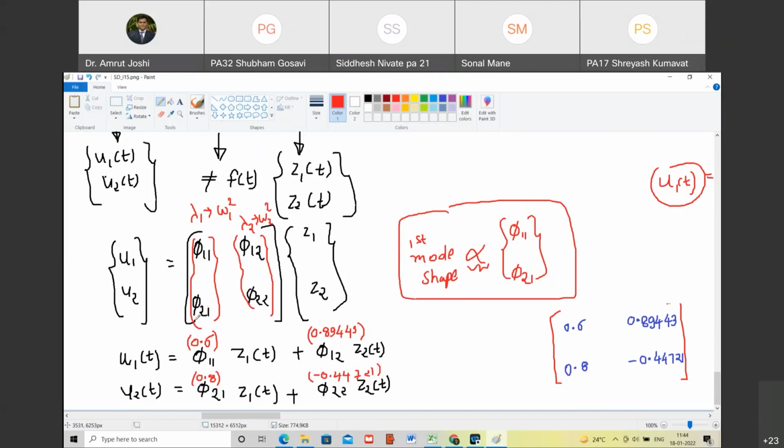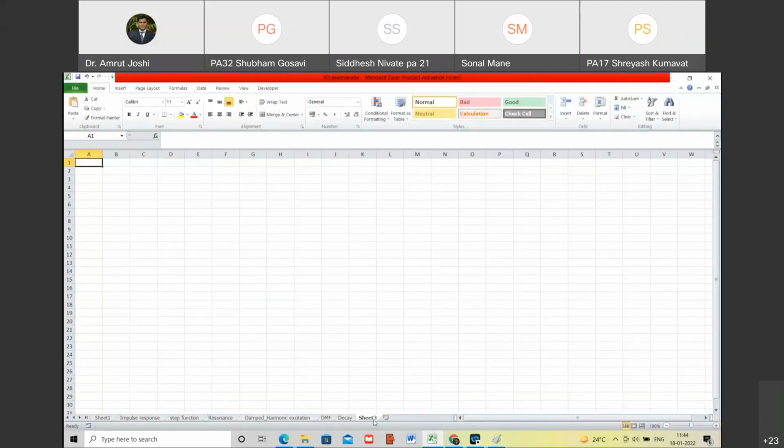Now, whatever I have said, it is possible that you did not understand it because it is too mathematical in nature. So what we are going to do is plot this u1 of t and u2 of t. Are you with me? Yes, sir. So this MDOF problem, its solution we are going to plot now.